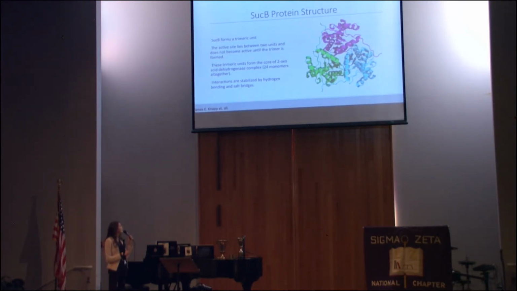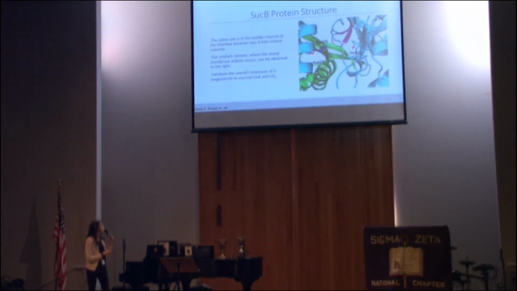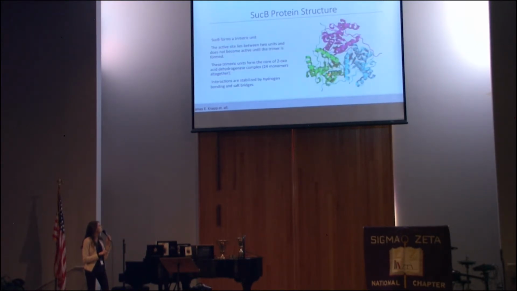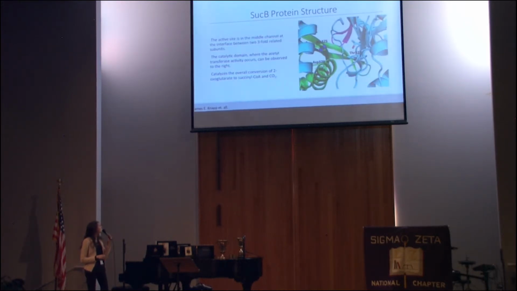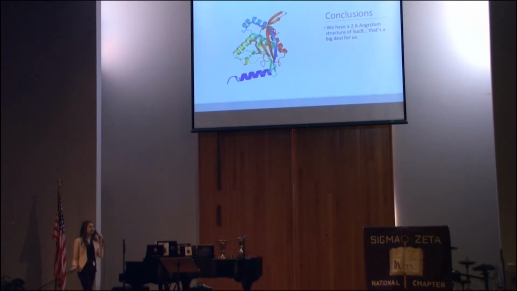Now looking at the catalytic site, if we look in from this angle, which is this picture, I'm going to help you orient. This green helix is located right here, and this blue helix is located right here. So we're looking at the catalytic domain where the succinyltransferase activity occurs. Basically this catalyzes the overall conversion of 2-oxoglutarate to succinyl-CoA and carbon dioxide, feeding into the Krebs cycle. So our conclusions: we have a 2.6 angstrom structure.